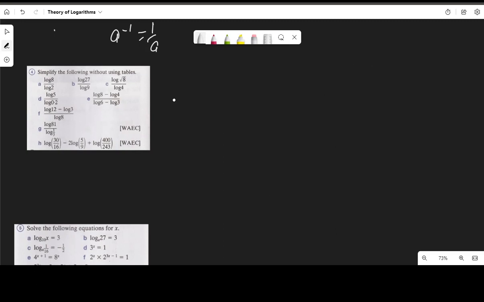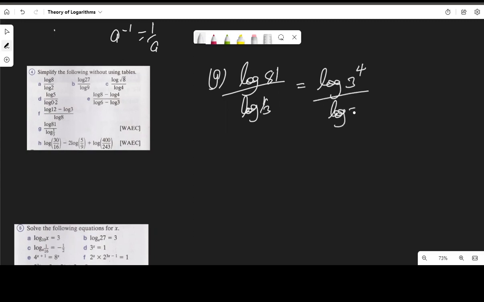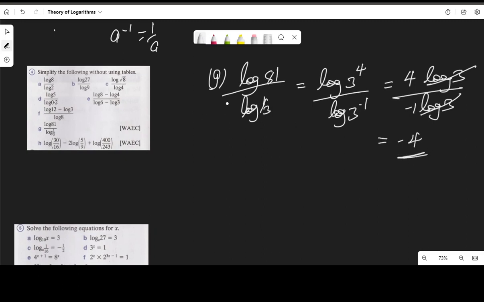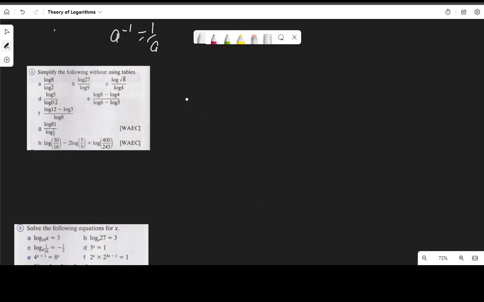Question G now. I have log 81 over log 1 over 3. This I can write as log 3 to the power of 4 over log 3 to the power of negative 1, which is 4 log 3 over negative 1 log 3. So log 3 can cancel. 4 divided by negative 1 is negative 4. That is our question G. Question H now.